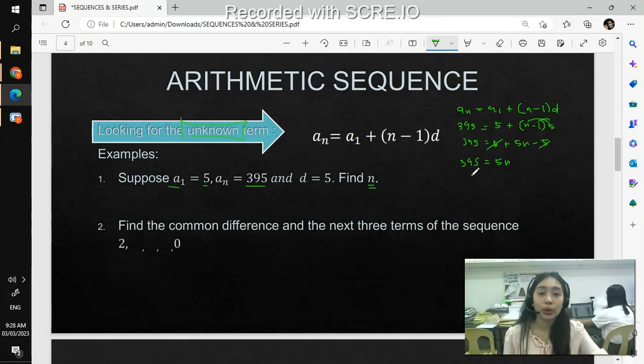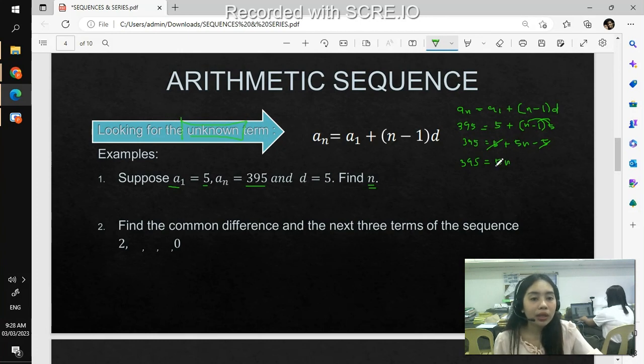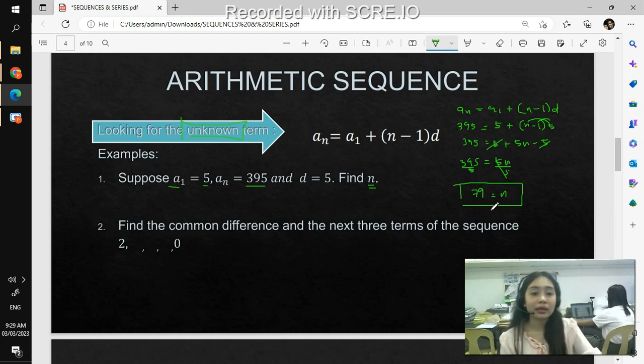Now, you go back to your goal, which is to get the value of n. So how will we do that? We divide both sides by positive 5. This gives us the value of n. We have 395 divided by 5, that is just equal to 79. Therefore, the value of our n here is 79, or 395 is just the 79th term in the sequence.